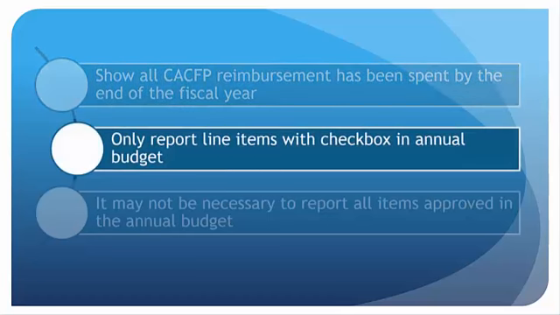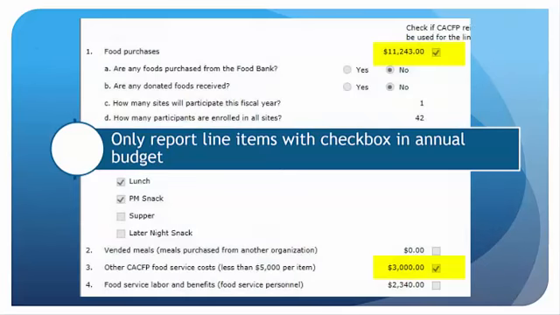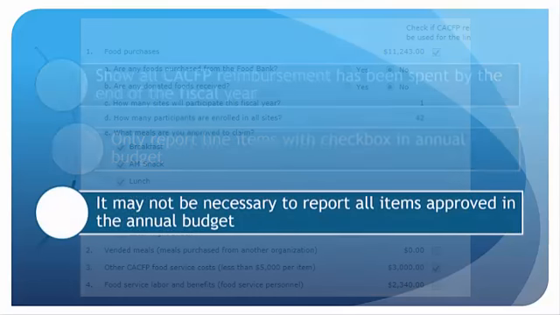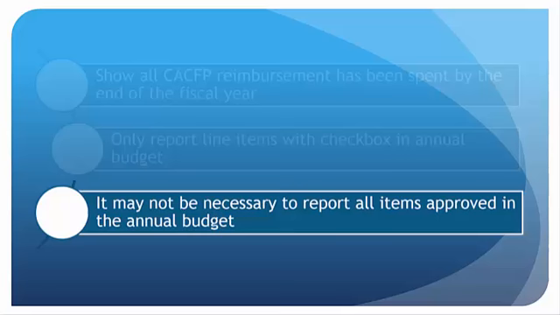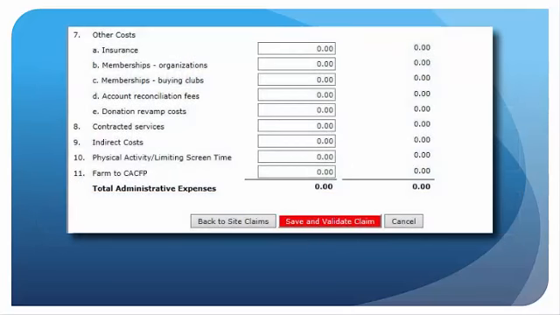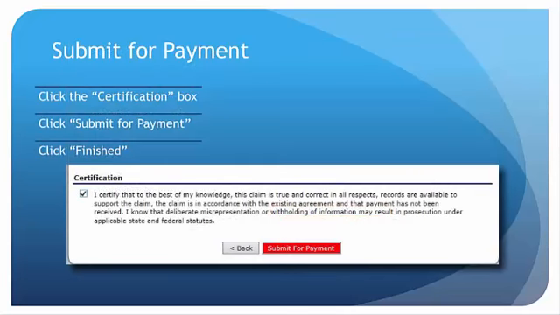Only line items indicated by a checkbox in the annual budget can be reported on the cost claim detail as monthly expenses. It may not be necessary to enter amounts in the cost claim details for all line items approved in the annual budget. When you are done entering expenses, click Save and Validate Claim. This brings up the certification screen. Check the box and click Submit for Payment.